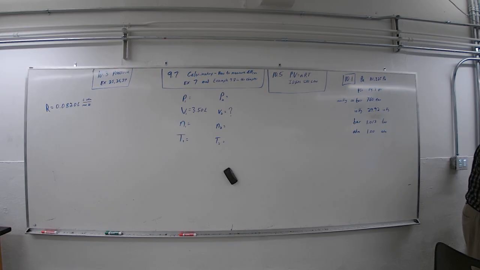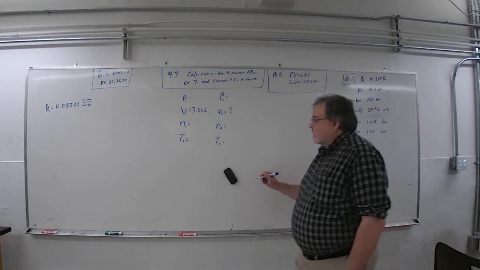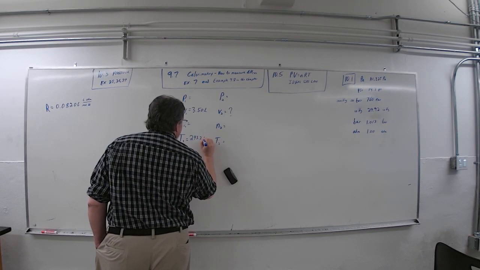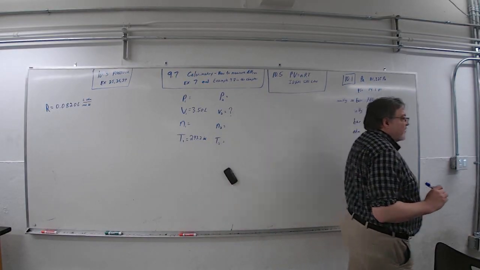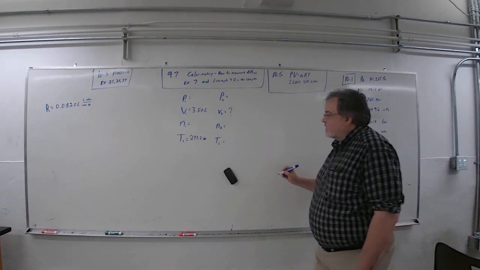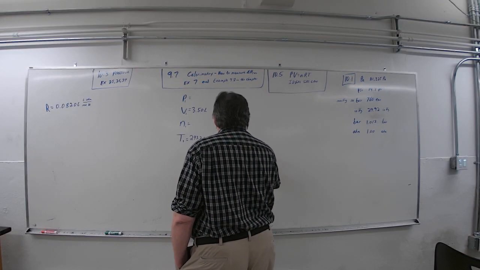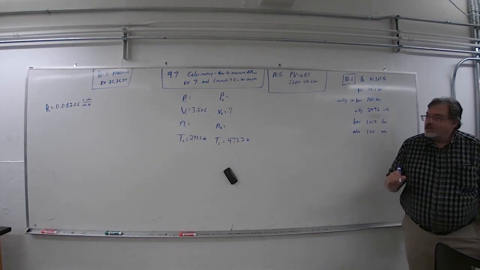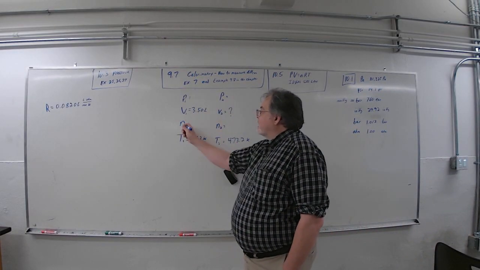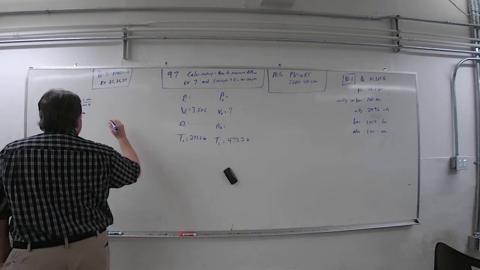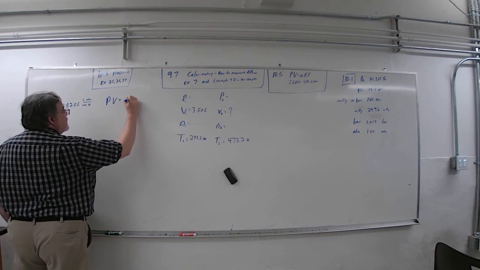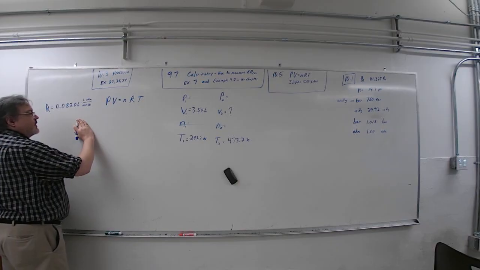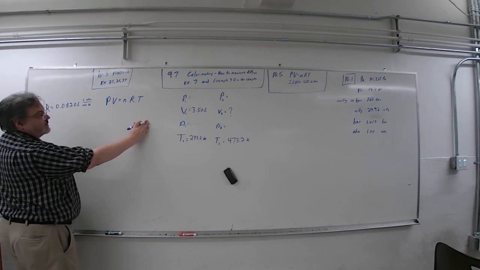So it's 293.2 initial, and the final is 473.2. And again, notice nothing else is mentioned, so that's constant and that's constant. So now, your next step, once you identify what's changing and what's not, you want to get the things that are changing on the left and the things that are not changing on the right, using algebra.